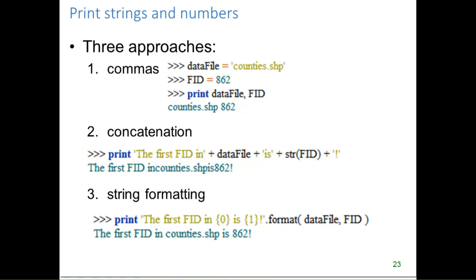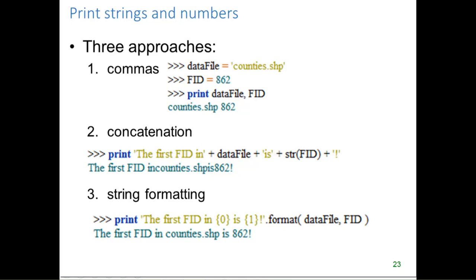We had to cast the numerical value FID to a string so that we could concatenate, because otherwise it gets confused. It doesn't know whether to add or concatenate. String formatting is another method which we'll use a lot in the class, because it allows you to write pretty much what you want in normal language and just put placeholders where you're going to fill in the variables.